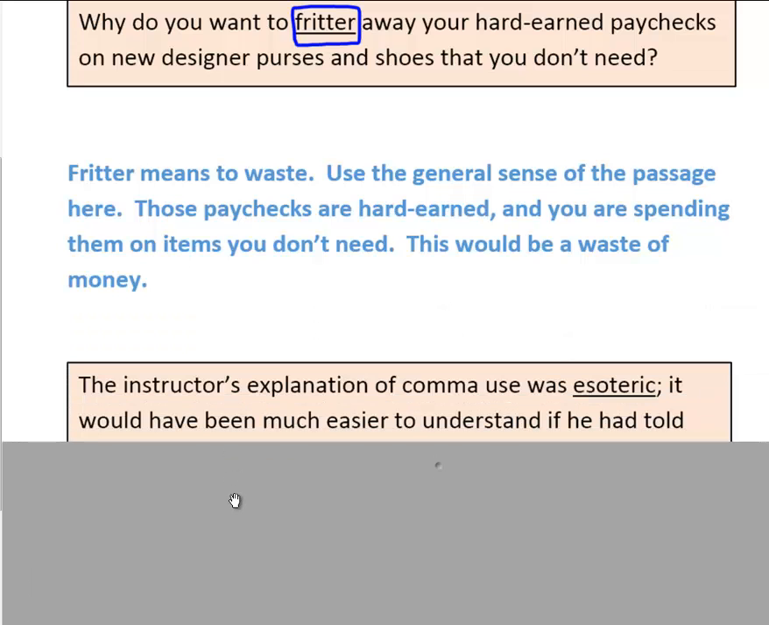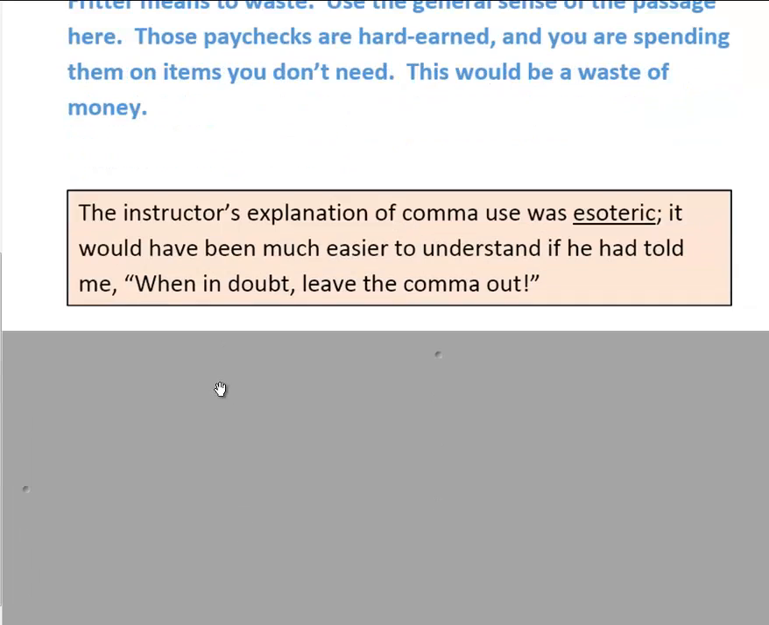How about this example? The instructor's explanation of comma use was esoteric. It would have been much easier to understand if he had told me, when in doubt, leave the comma out. So here's our unknown word.